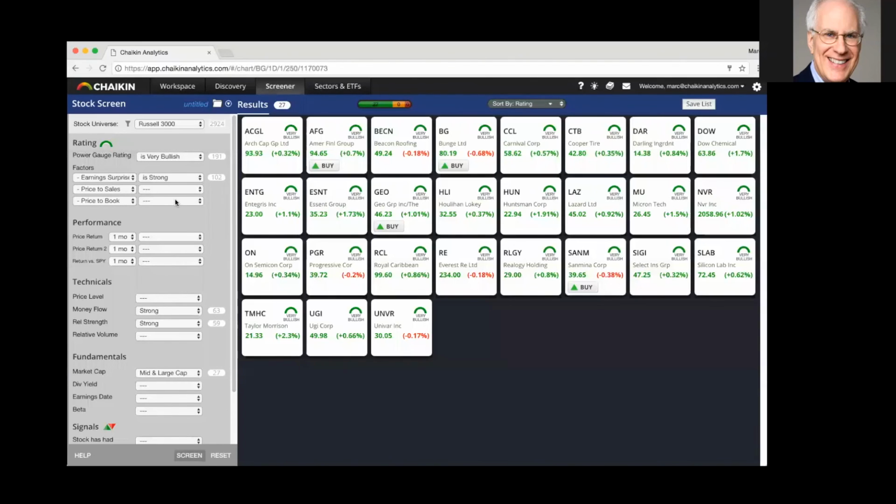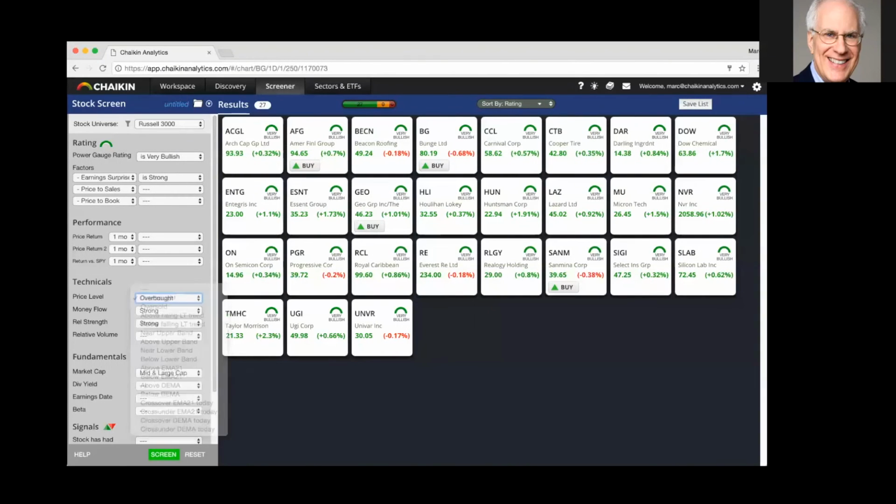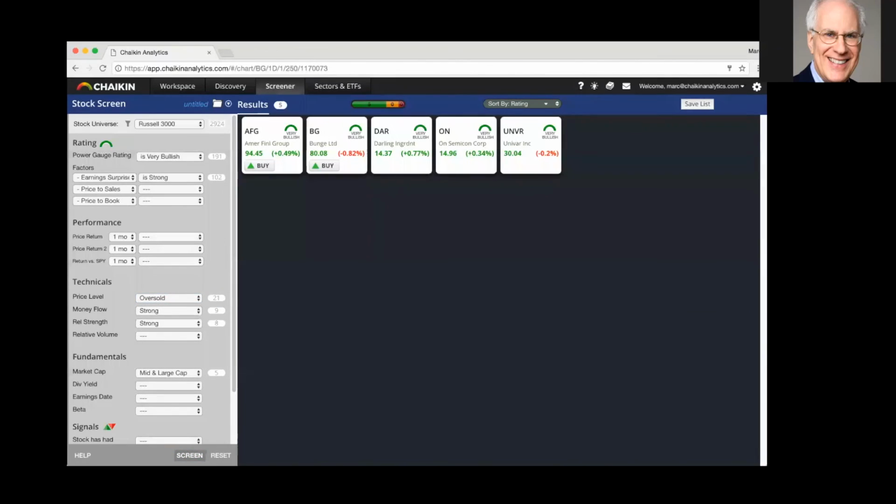But I'm now going to add a new twist. So here we were looking for very bullish stocks in the Russell with strong Chaikin money flow and relative strength that had a pattern of positive earnings surprises. 27 names out of the 3,000 in the Russell. But I'm going to add one more condition. I'm going to require that the stock be oversold, and I'm going to rescreen, and we're left with just 5 names. So we've narrowed the Russell 3000 down to 5 actionable candidates. 2 of them had buy signals that triggered in the last 2 days.